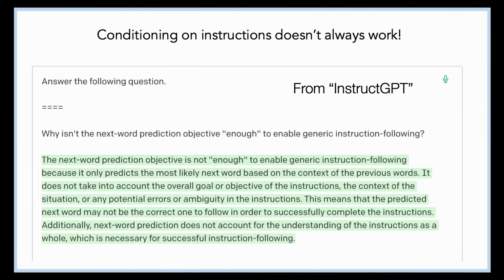And so, if you interact with any modern language model now and you say, answer the following question, why isn't the next word prediction an objective enough? It will answer the question. And this is not a natural behavior that you get just from training on the internet. You actually do need to do some amount of focused fine-tuning to get this kind of zero-shot instruction following behavior.